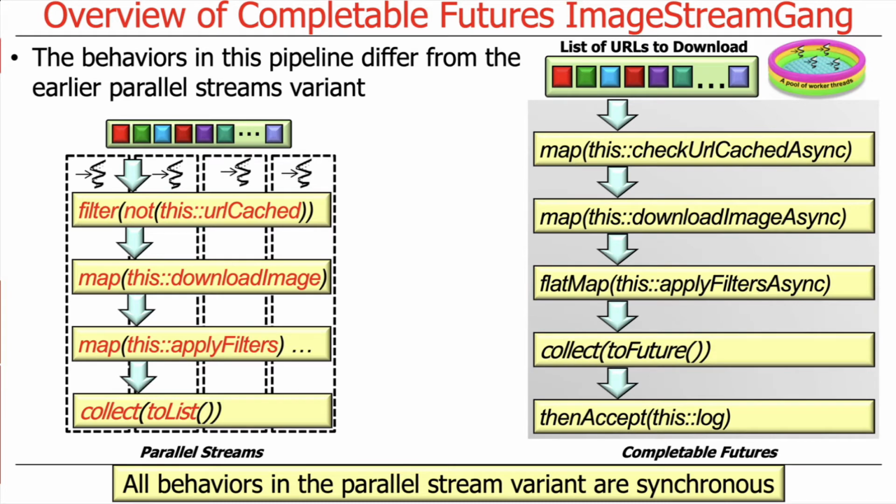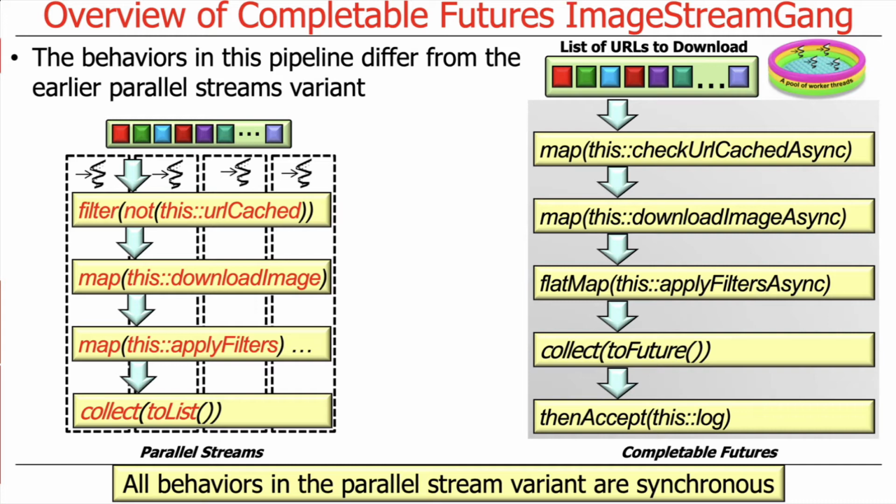So basically, here's the parallel version, which we've looked at before. In this case, we take the list of URLs. We will filter out any ones that have already been cached, because there's no sense in downloading them again. We'll then download the non-cached images using downloadImage in the map intermediate operation. We then apply a bunch of filters in map, and that ends up returning basically a stream of streams, which we then concatenate together with reduce and Stream.concat. I kind of left that out here. And then finally, we collect everything up into a list. So that's the parallel streams version.